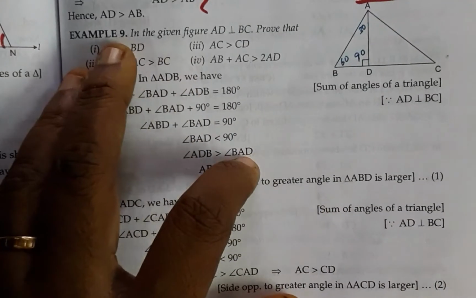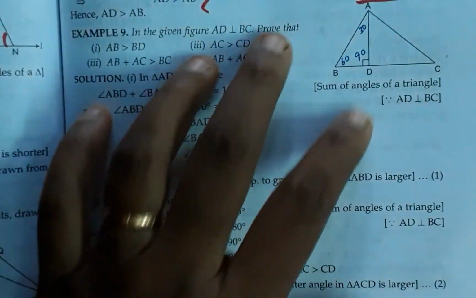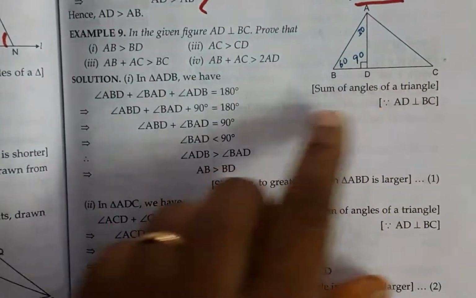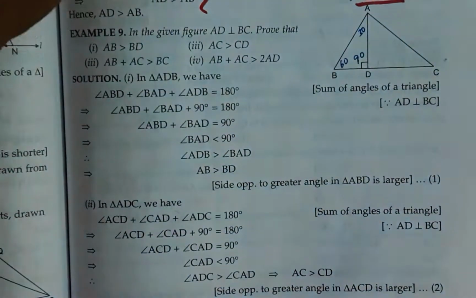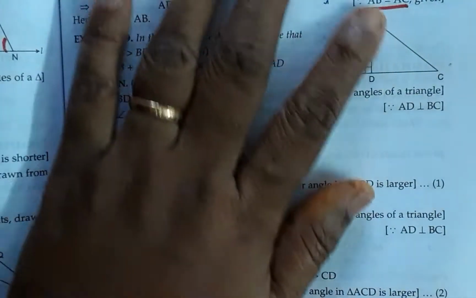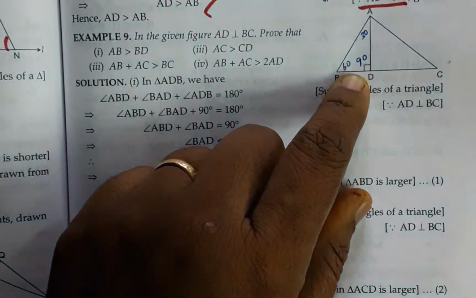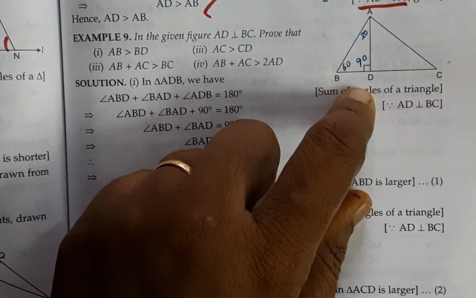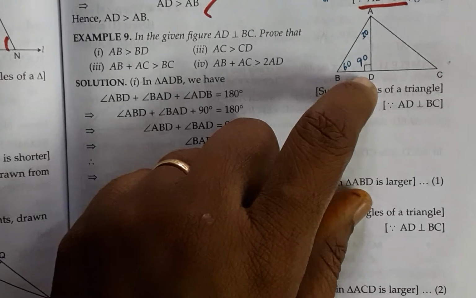Now quickly let me rush through example 9. In the given figure, AD is perpendicular to BC. Now I am asked to prove certain inequalities in these triangles. Now I will simply place some values inside this triangle to enable a very clear understanding of what I am telling you.